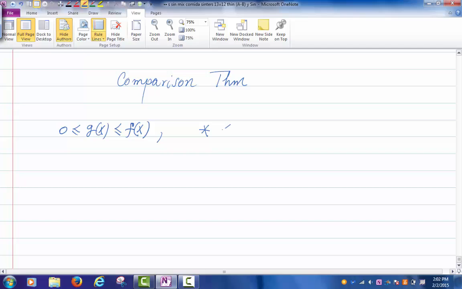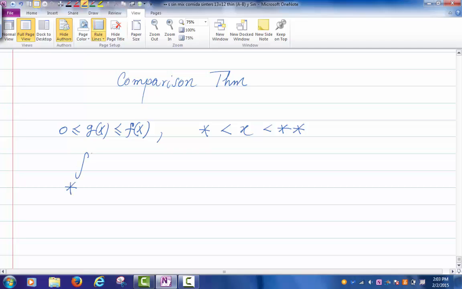Now, notice I'm going to say that these inequalities hold for any x between star and double star. I don't want to write down anything for star and double star. Star and double star could be numbers, could be infinity, could be negative infinity. Am I making sense?